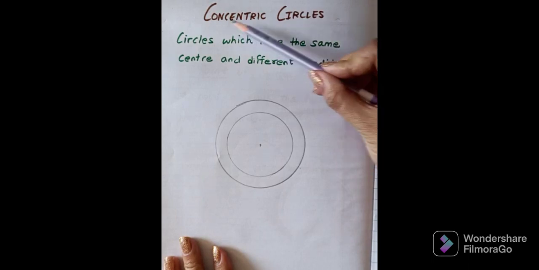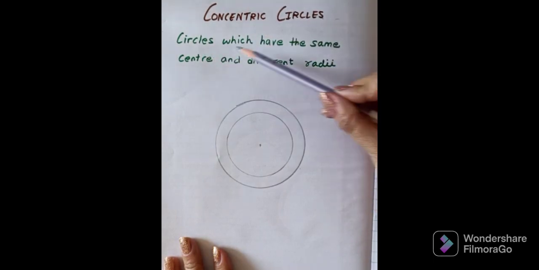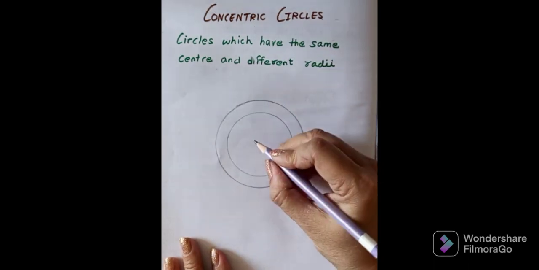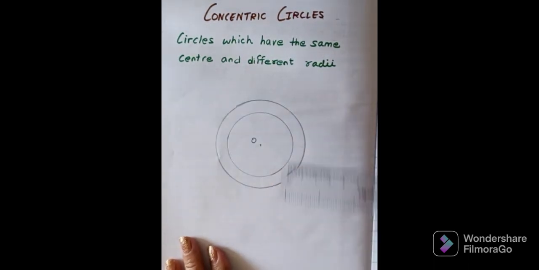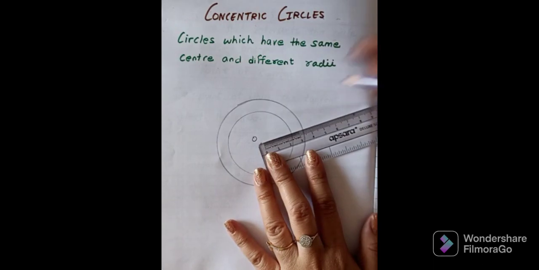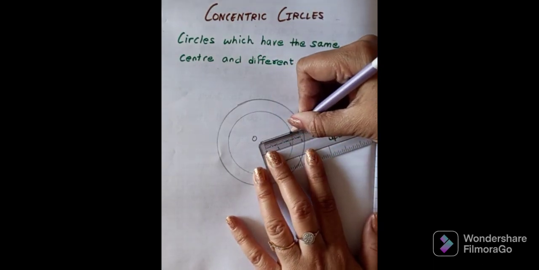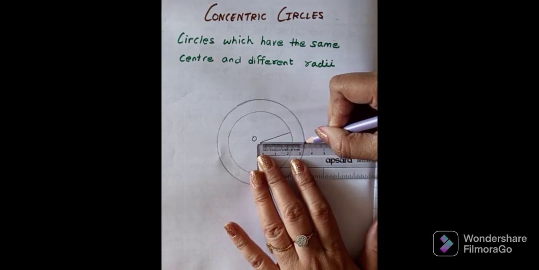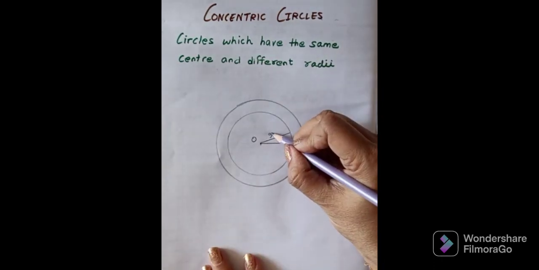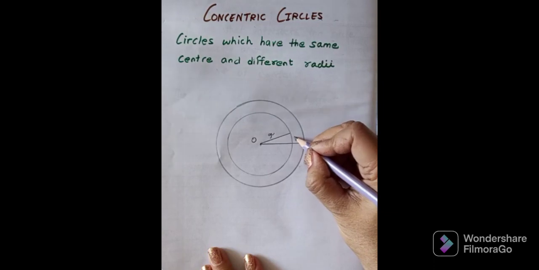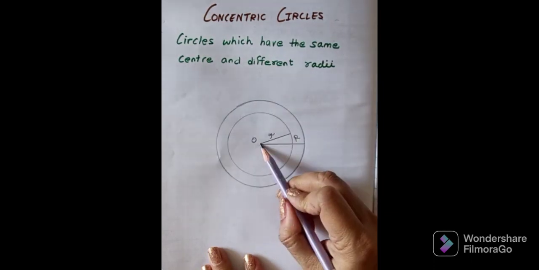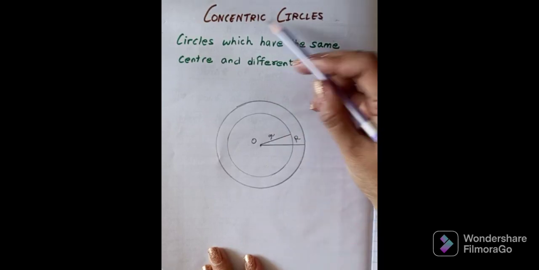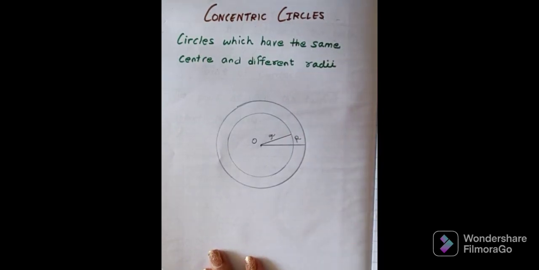Next term is concentric circles. Circles which have the same center and different radii. So here the center is the same. O is the center of the circle, but you can see that the smaller circle has a radius of around 2.5 and the larger circle has a radius of 3.5. So the smaller circle has a small radius, the bigger one has a big radius. So with the same center we can draw many circles. These types of circles are called concentric circles.